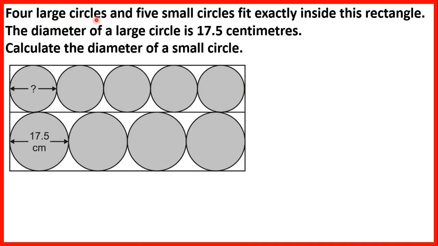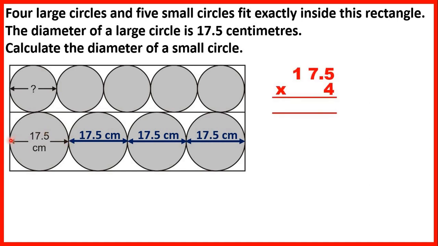4 large circles and 5 small circles fit exactly inside this rectangle. The diameter of a large circle is 17.5 centimetres. Calculate the diameter of a small circle. So we know that the diameter of a large circle is 17.5. So that means our other large circles are 17.5 as well.